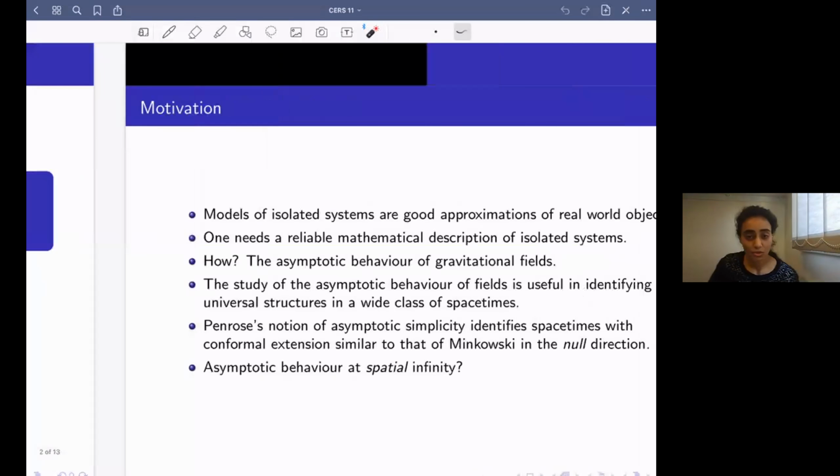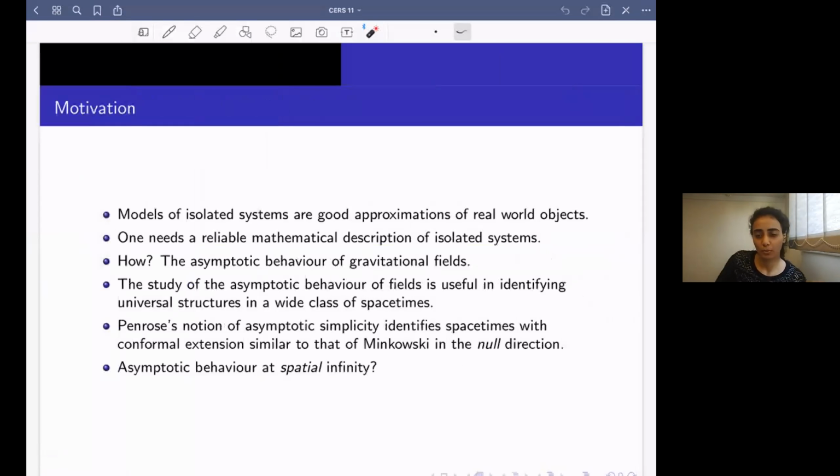To start with, I'm going to give a bit of motivation for my work. As we know, models of isolated systems can be a good approximation for real-world celestial objects and can be used for applications of GR. So one needs a reliable description of isolated systems, and one way to do that is to look at the asymptotic behavior of the gravitational field in an isolated system. To study the asymptotic behavior, the key idea is usually to bring points at infinity to a finite distance using a conformal transformation.